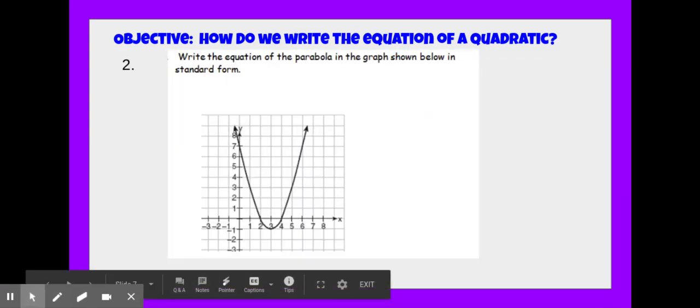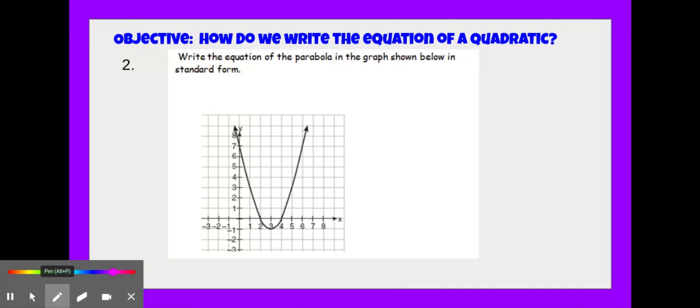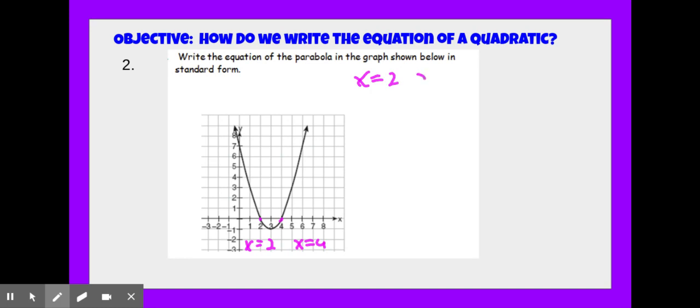Now for this one, again, the easiest place to work backwards from is your roots. You can do your vertex, you'll see that tomorrow, but right now it's just easier to work with your roots. So you find your first two roots, and your roots are 2 and 4. So you're going to write x equals 2, x equals 4. And then from there, we're going to work it backwards to get our standard form, which is ax squared plus bx plus c. So I'm going to write x equals 2 up here, x equals 4. We're going to work it backwards.